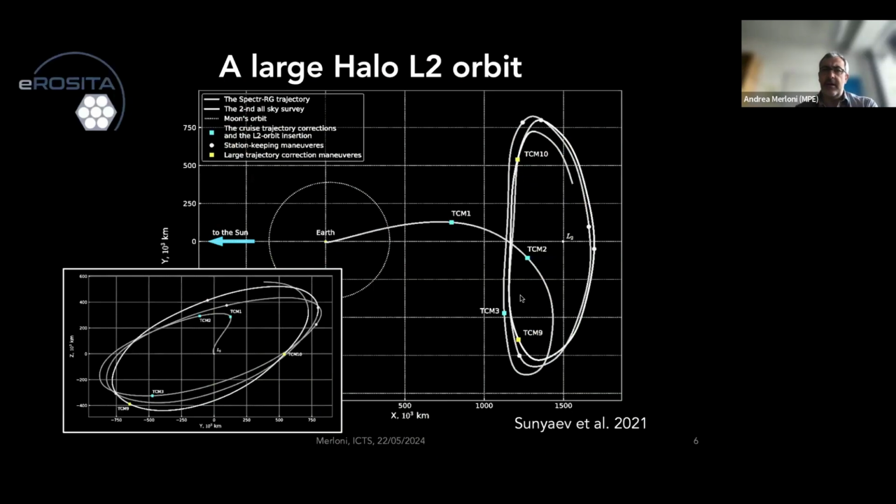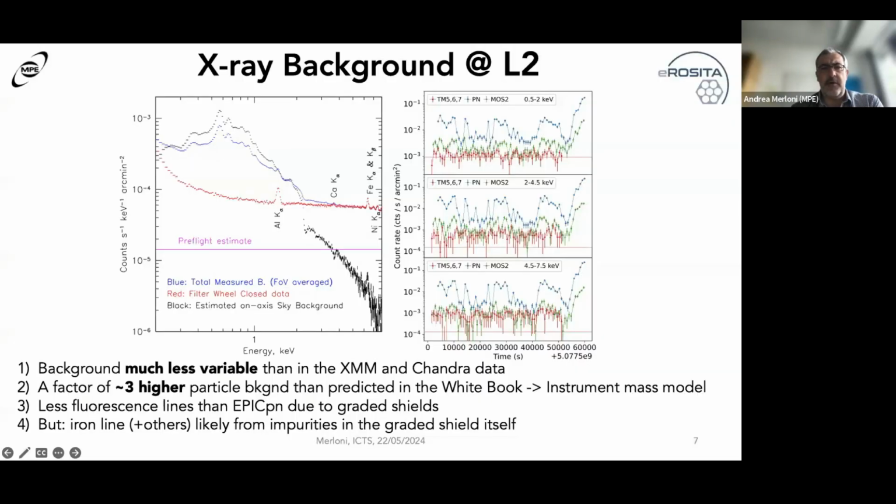So this machine was launched within the Spektr-RG, Spektr-Röntgen-Gamma satellite, into a large halo L2 orbit. Here is the profile of the orbit. And so this is the first X-ray telescope operating at L2. L2 is good because it provides a thermally stable environment, and so it's optimal for high efficiency survey work.